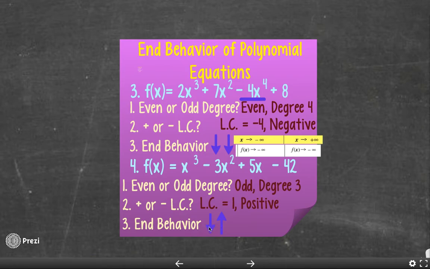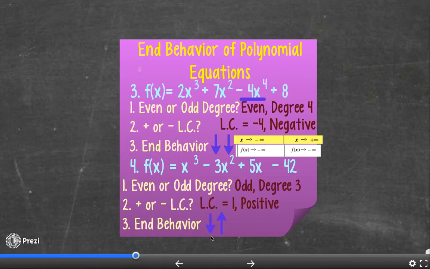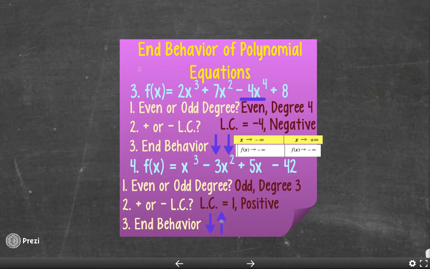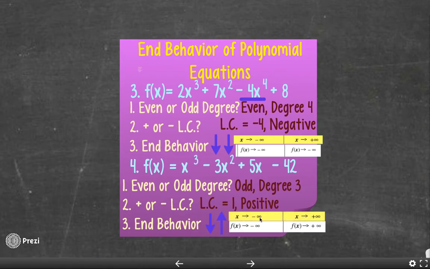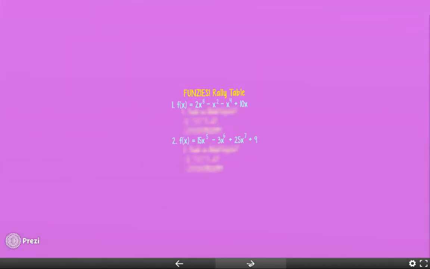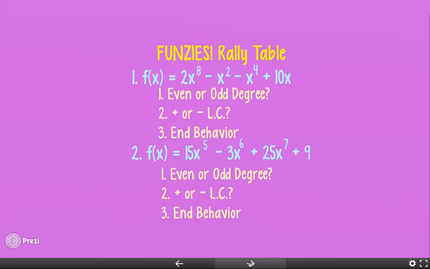So this tells me what happens on the left-hand side. This one tells me what happens on the right-hand side. So as x heads to negative infinity, or when you're on the left-hand side, f of x is heading to negative infinity because it points down. And on the right-hand side of the graph, so as x goes to positive infinity, the graph points up, which means f of x heads to positive infinity. So on the negative side of the x, y is headed down. On the positive side of the x, y is headed up. Pretty cool, you guys, right? Awesome.